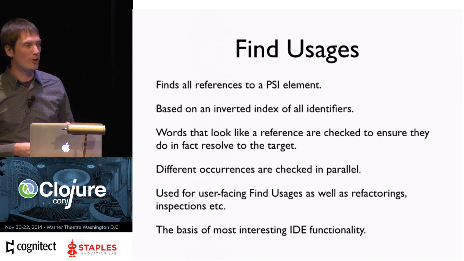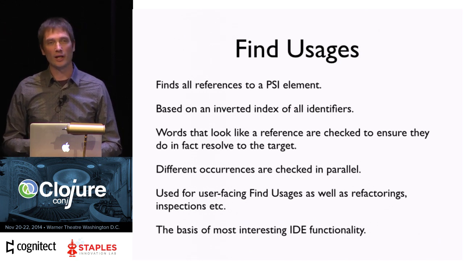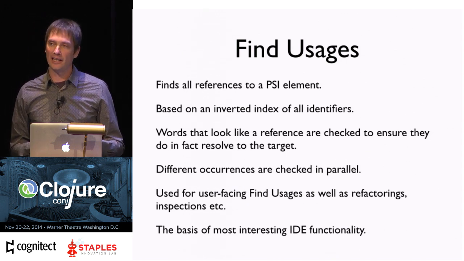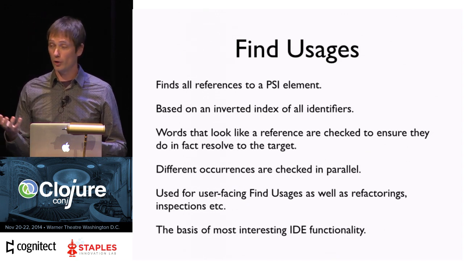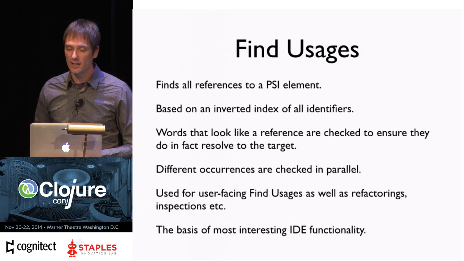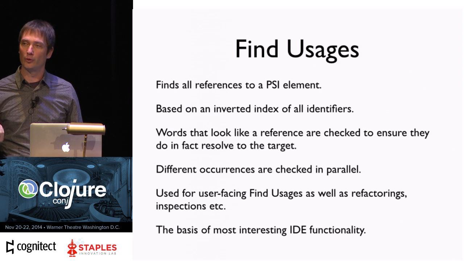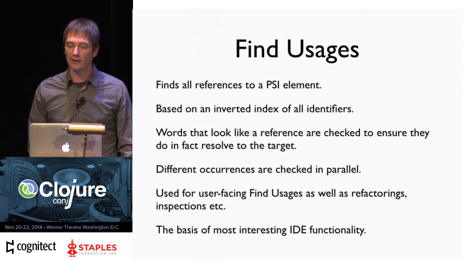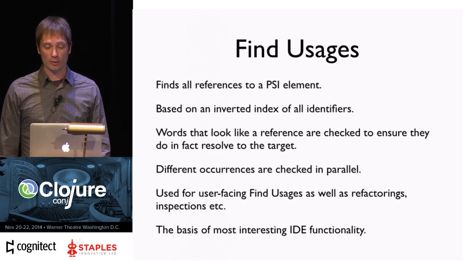This is based on an inverted index that IntelliJ maintains of all identifiers in your program. When you call this operation, it will go through and get all the words in your program that look like they might be a reference to the thing you're asking about, and it will check to see whether they really refer to it or not. IntelliJ has really great multi-core support. This is all done in parallel, so it's actually a pretty fast operation.